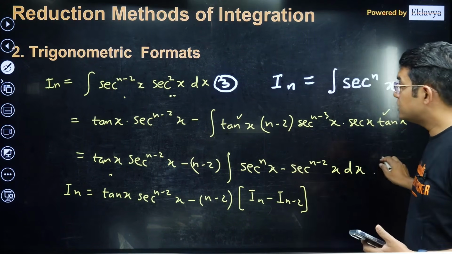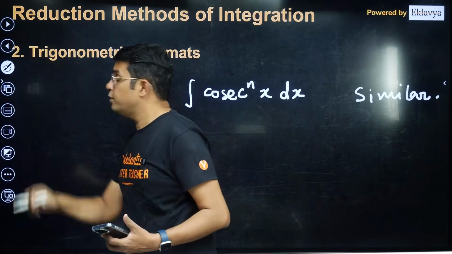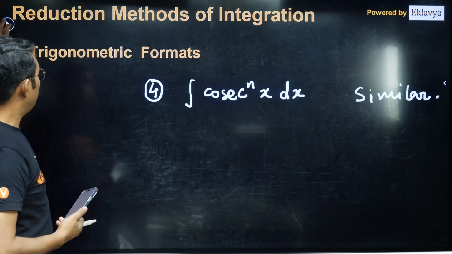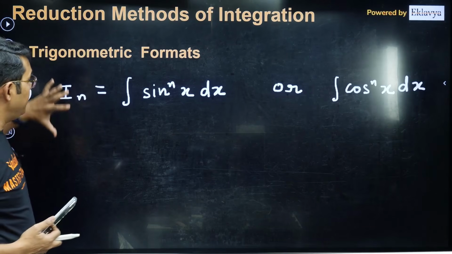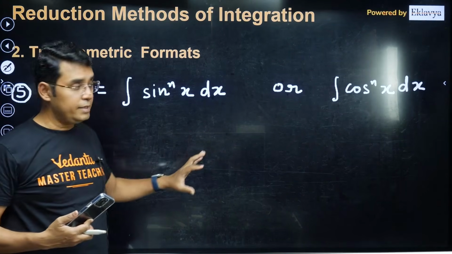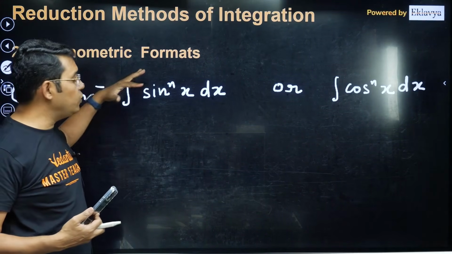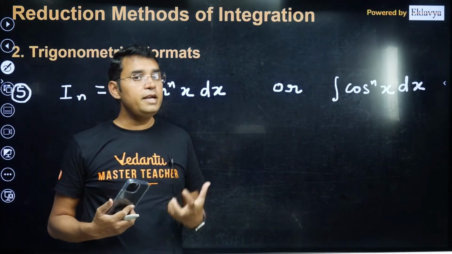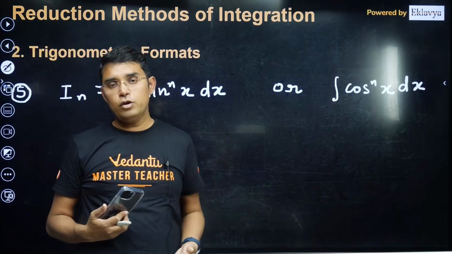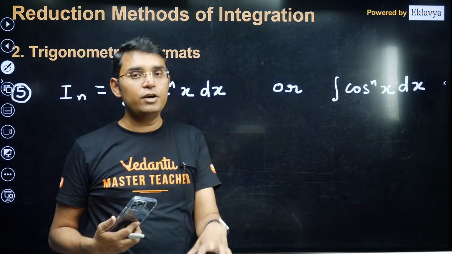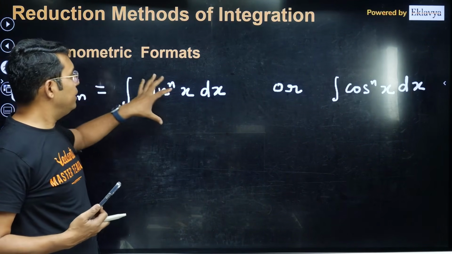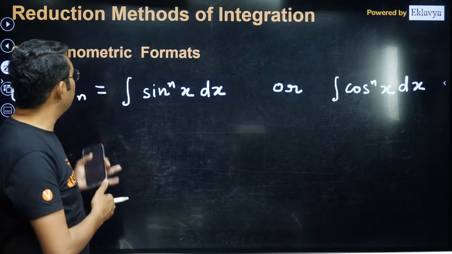Now, similar to secant, we have cosecant power nx also. That is also very similar, so I will not be doing it. Then comes sine power nx. That's very important, because after doing this, I will be coming to one result of definite integration. One Wallis formula will also come. Then I will talk about beta and gamma functions also. So let's see how In is calculated using the reduction method.